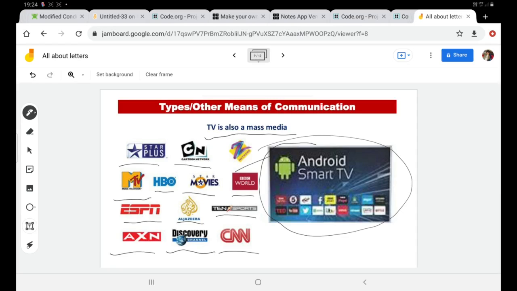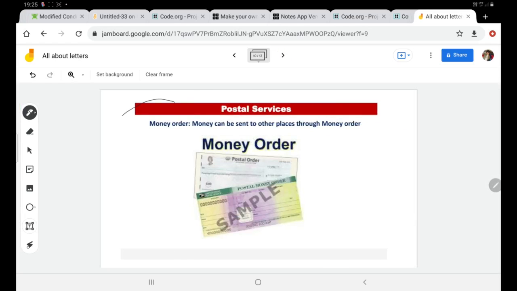The channels are available in many languages like Malayalam, Tamil, Hindi, Telugu, and also in English. So TV is also a mass media. And now, postal services.